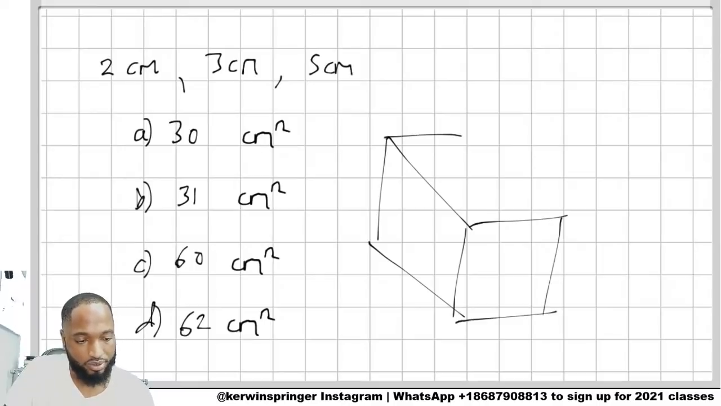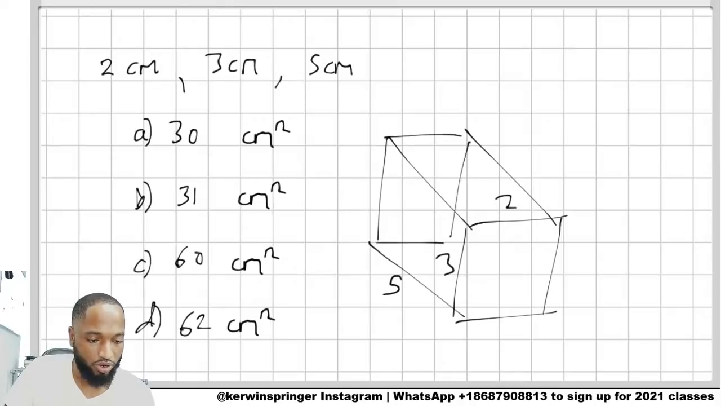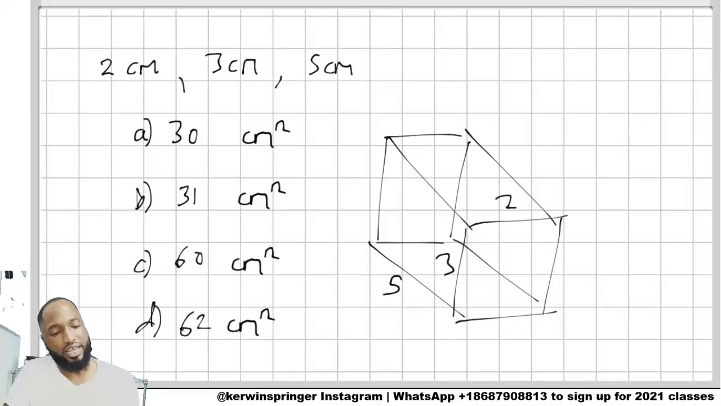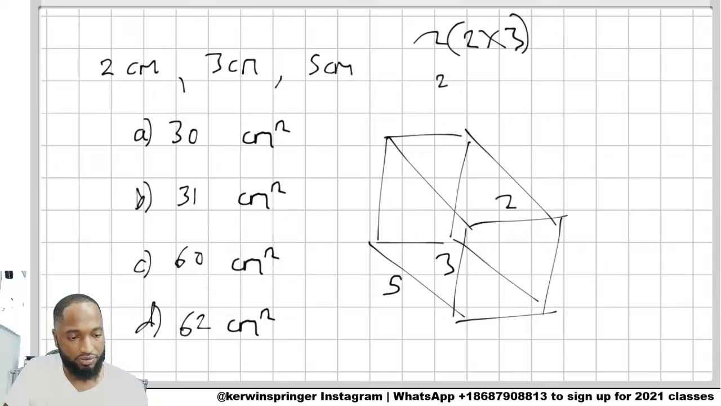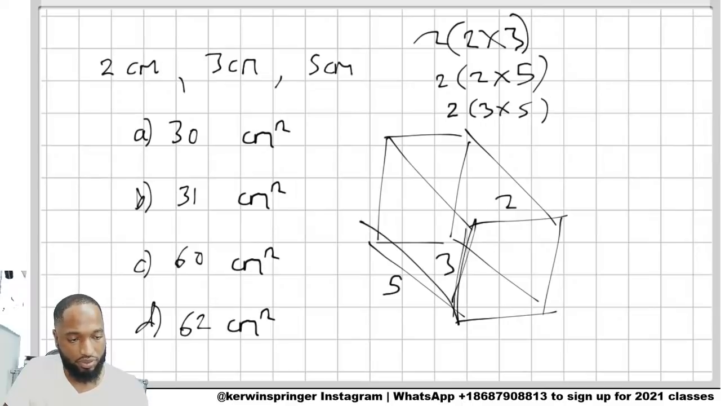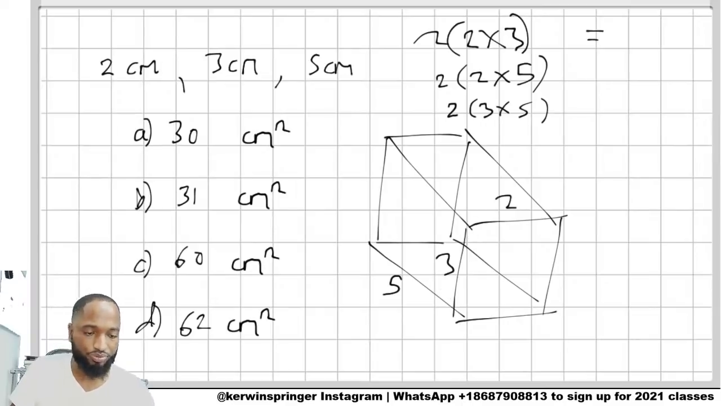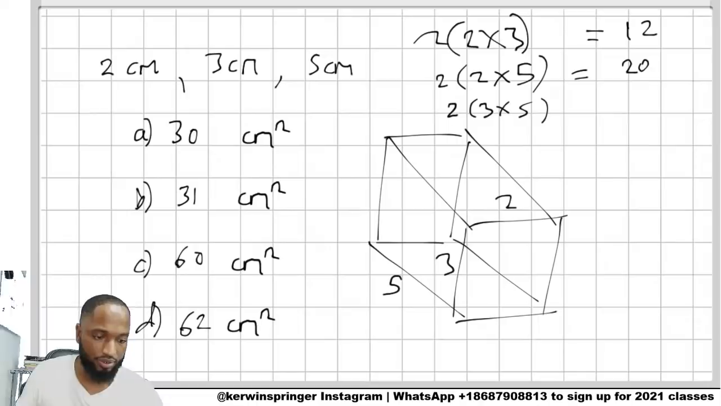So this is 2, this is 3, this is 5. So the cuboid will have a lot of sides. You basically have 2 pairs of each side. So you have a 2 by 3, 2 of that. You have the 2 by 5, 2 of that as well. And you have the 3 by 5, 2 of that as well. So 12, 20, 30.